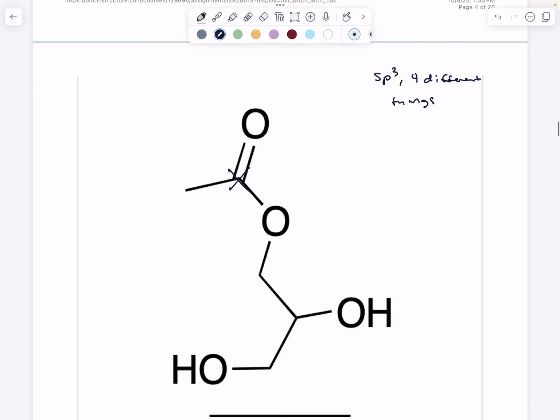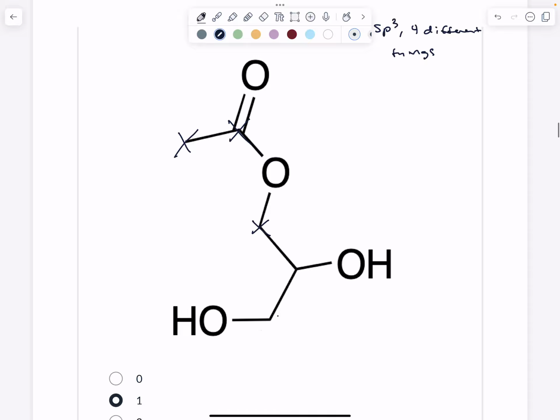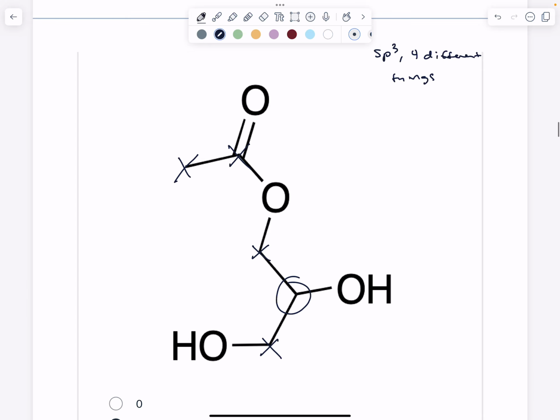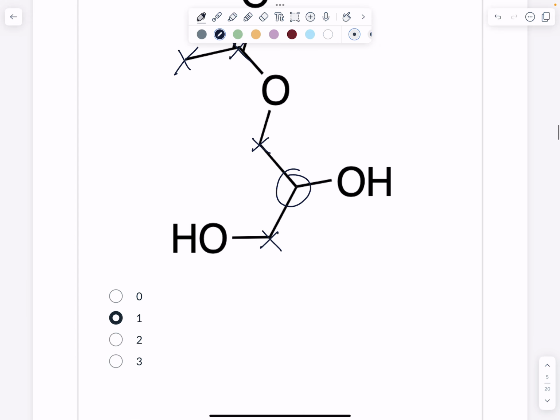But all the rest of them are sp3 hybridized, so now I'm going to eliminate anything with more than 1 hydrogen. So there's 3 hydrogens here, 2 hydrogens here, 2 hydrogens here. We're not looking at these heteroatoms, so those don't matter. So I only see 1 chiral center, and that's the right answer.